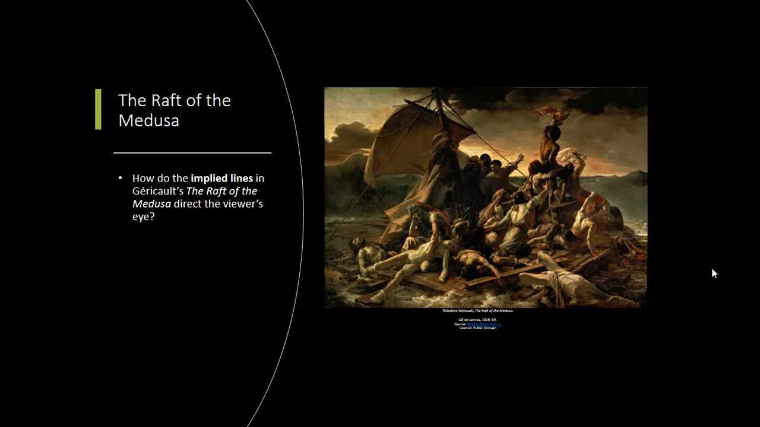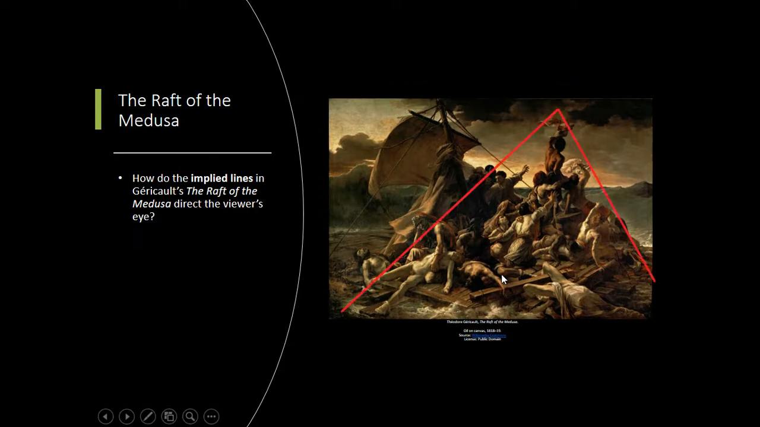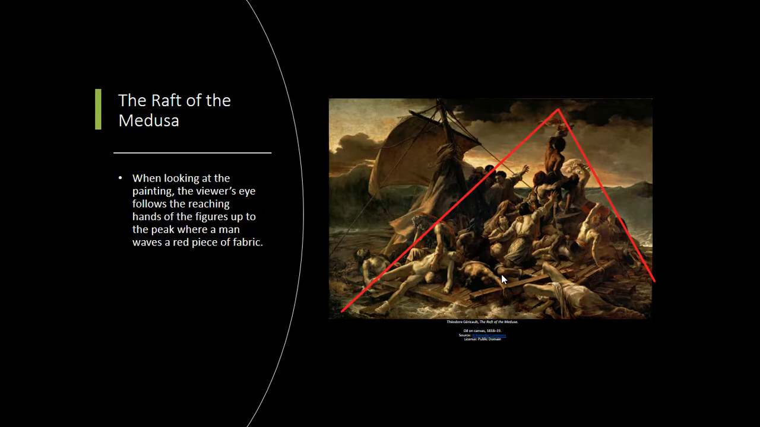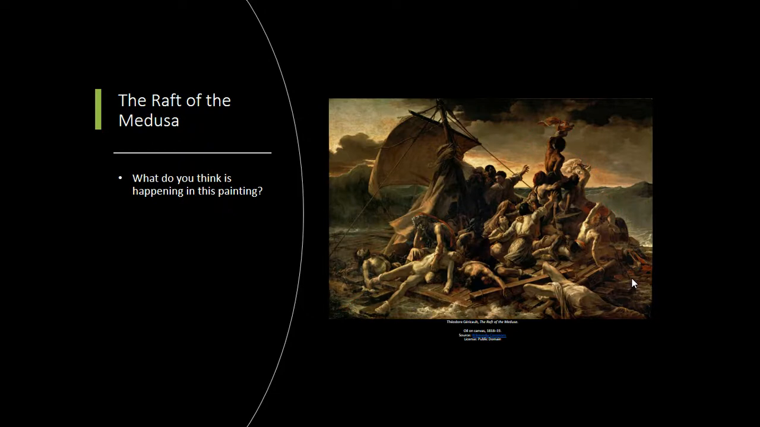In this artwork known as The Raft of the Medusa, how do the implied lines in Géricault's painting direct the viewer's eye? You may see some lines up here where this figure at the very top is perhaps creating some sort of implied line, almost like a triangle there. And there it is. When looking at the painting, the viewer's eye follows the reaching hands of the figures up to the peak, where a man waves a red piece of fabric. What do you think is happening in this painting?